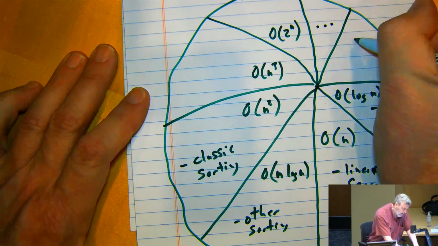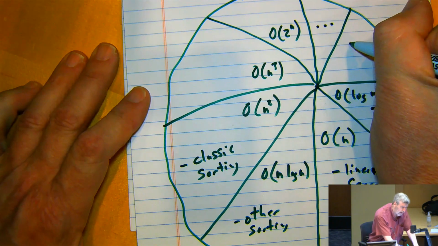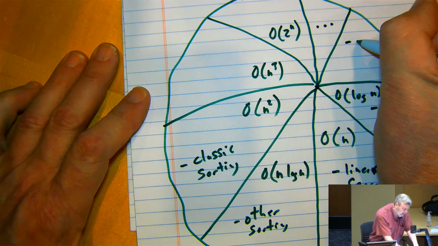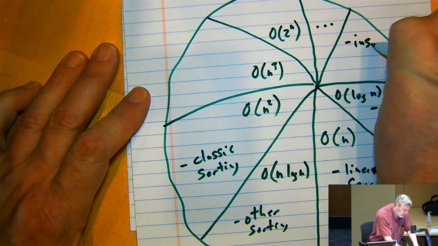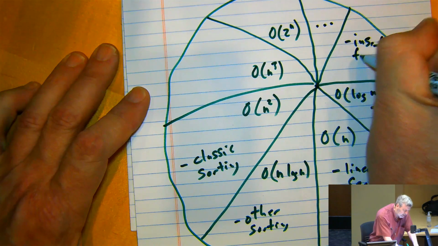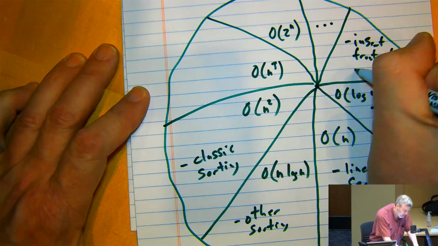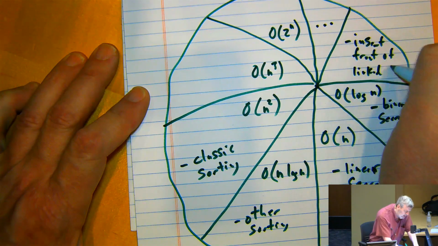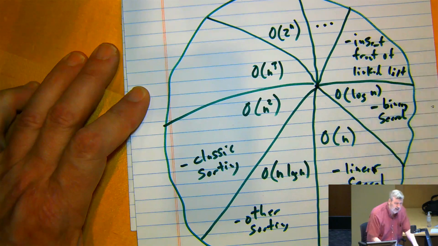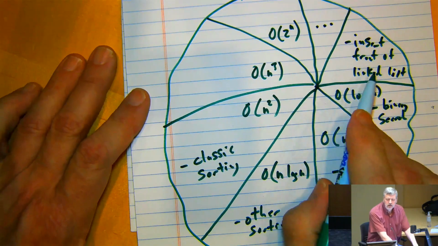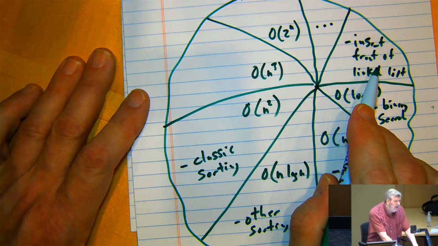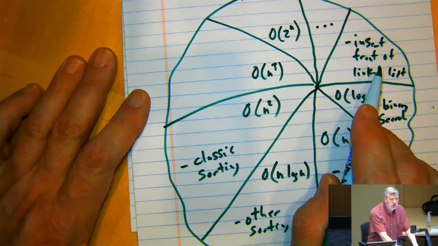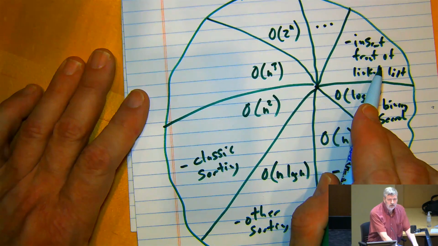Now, we talked last time about inserting something at the front of a linked list. So suppose you have 10 things in the list, and we did an insert. Suppose we had 10 million things in the list, and we did an insert at the front. Is the time going to change, if you have 10 versus 10 million? And the answer is no.